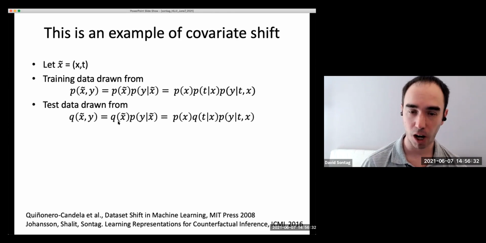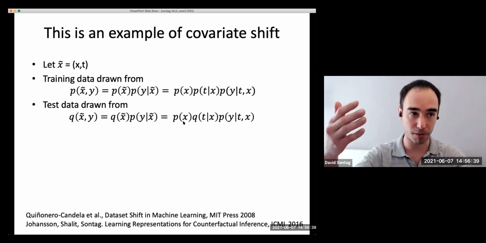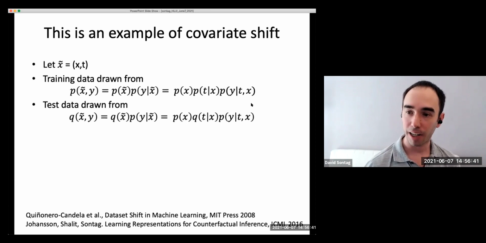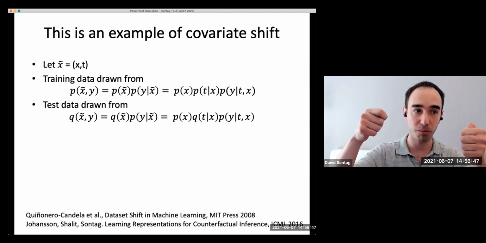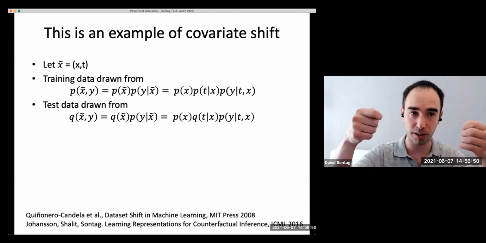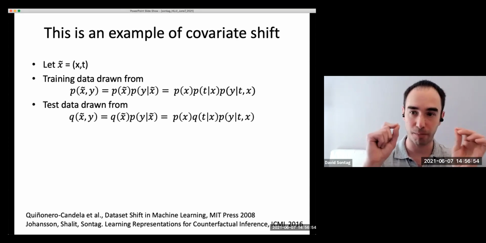Q of X tilde comma Y, if you were to expand it, has the same distribution over X as P, because the patients are coming from the same distribution. And Y given T comma X is also the same. If you were to give a patient a treatment T, we're assuming that what it does to a patient is the same training to test. The really big difference is the treatment assignment mechanism.